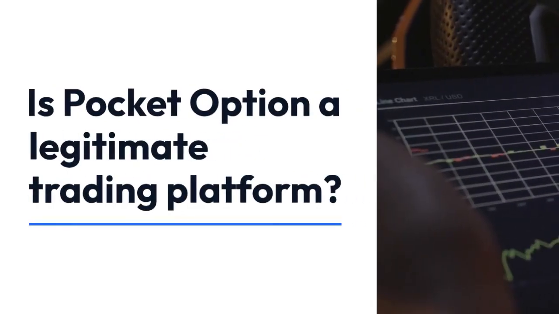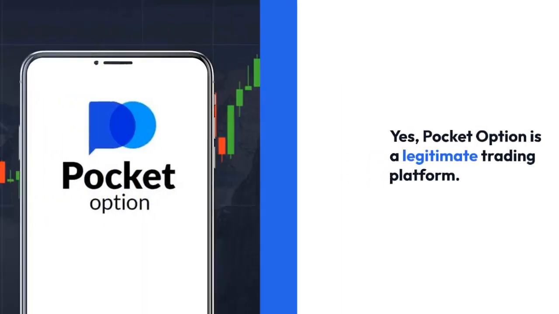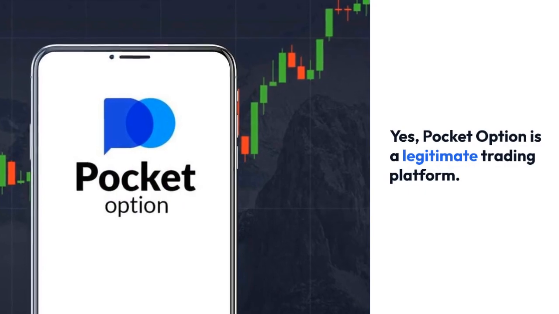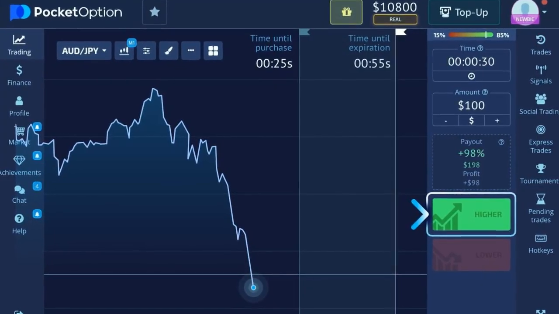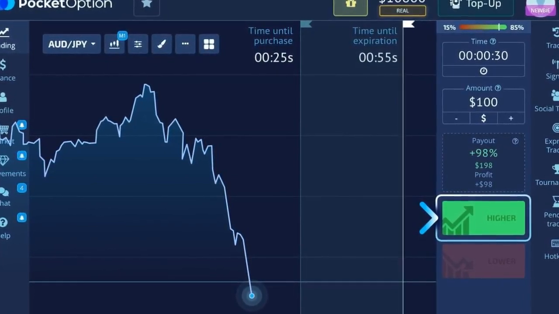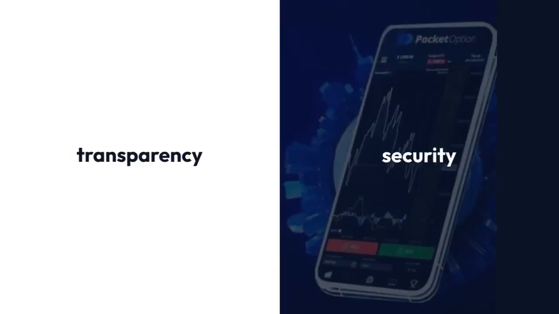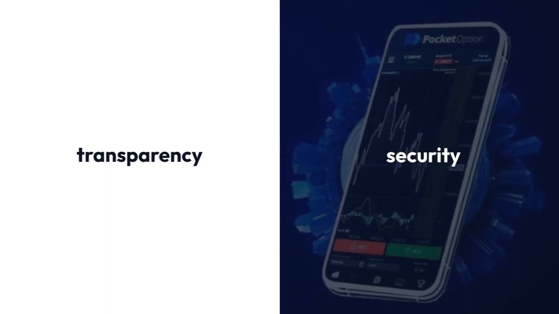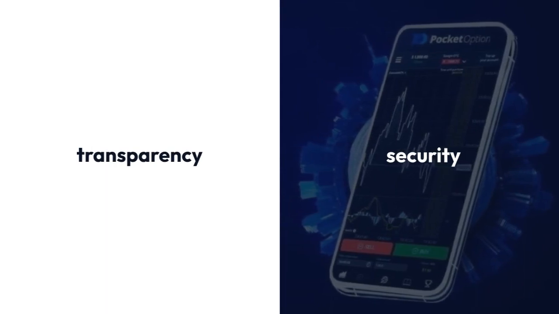Is Pocket Option a legitimate trading platform? Yes, Pocket Option is a legitimate trading platform. It is regulated by the International Financial Market Relations Regulation Center, IFMRC, which ensures that the platform adheres to certain standards of transparency and security.